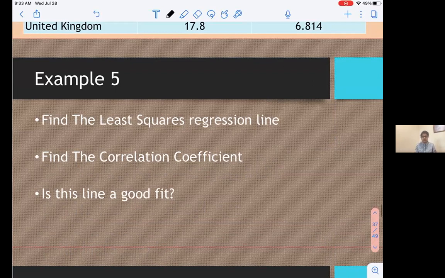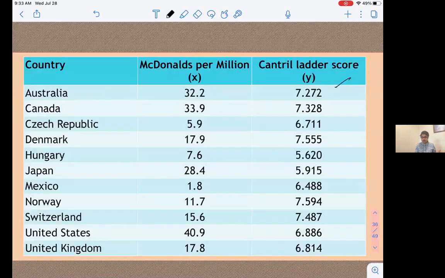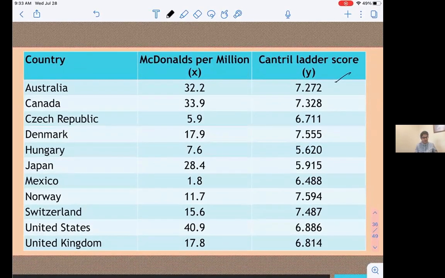So let's do that. All the values of x will go on your list 1, and the values of y will go on your list 2. So first you have to press stat again, go to edit, and then L1 and L2, you have to change all these values. L1 will be your x values and L2 will be your y values. So x is 32.2. You can pause this video and do it on your own and check your answers later on.